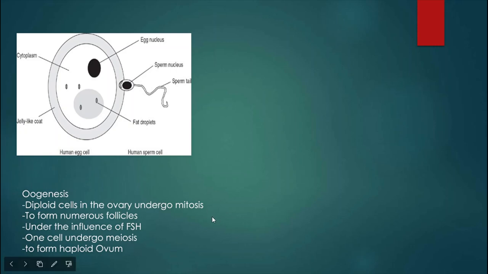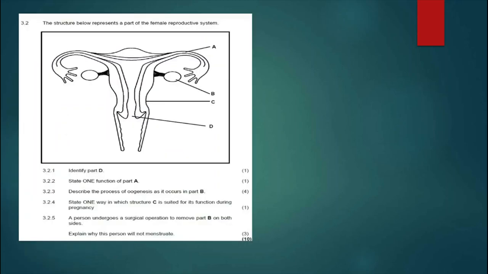Now you need to know all this because you'll be asked in your exam paper. Let's look at the questions under the female reproductive system. It says that the structure below represents a part of the female reproductive system. The first question: identify part D. The answer is the cervix. State one function of part A. Part A is the fallopian tube. It is the site of fertilization, or it is where the fertilization occurs.